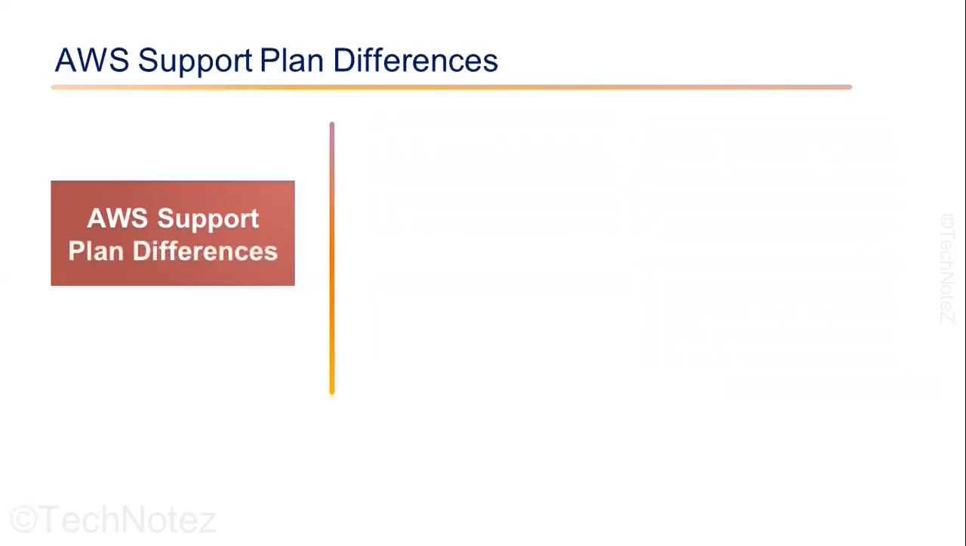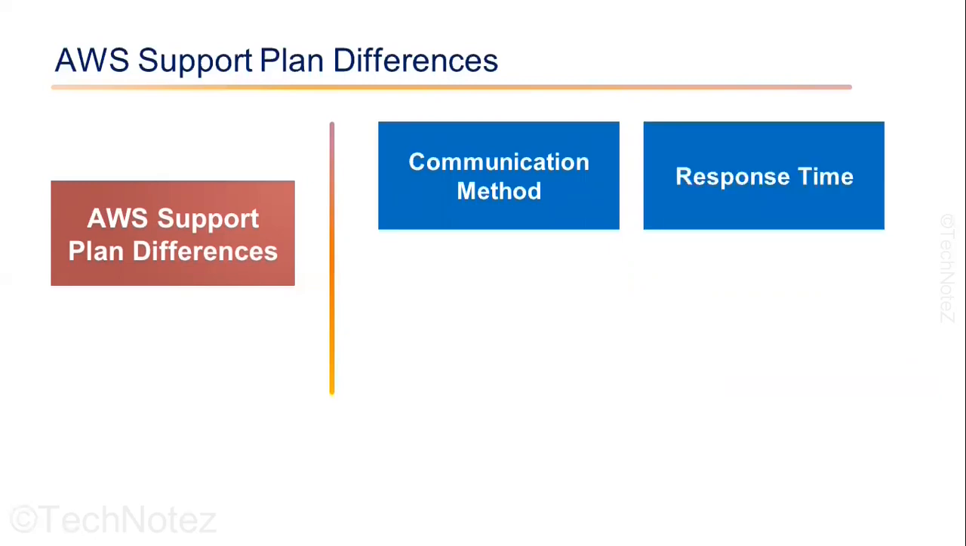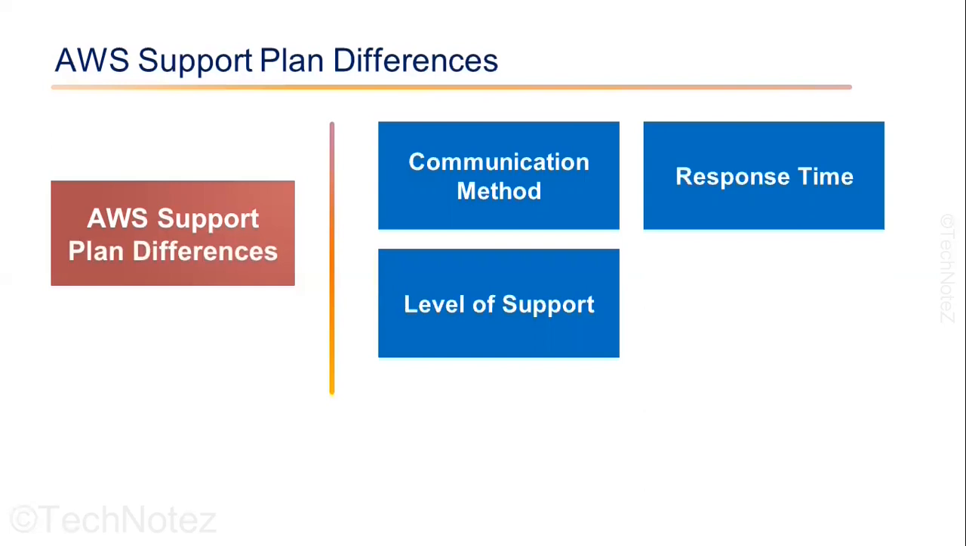So we need to understand the difference between the different support plan tiers available, and it really falls into 4 key areas. The first is communication method, which means how you can communicate with the AWS support engineers. Response time, which means how early you can expect AWS to respond to your queries. And then we have the level of support, which means up to what level of support you want AWS to offer.